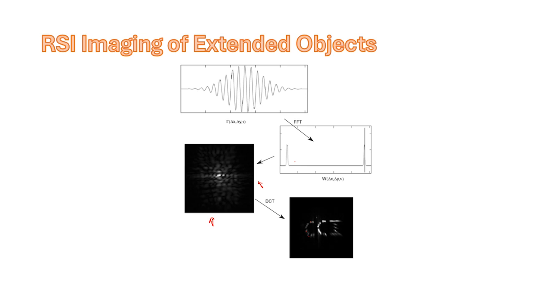Now we know, the hard way, if we wanted to measure mutual coherence, it is possible to build interferometers that just directly measure W of delta x and delta y. They can be built in a variety of different instruments, but the RSI certainly is one of the more interesting and elegant ones.